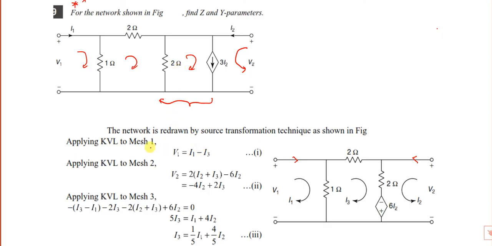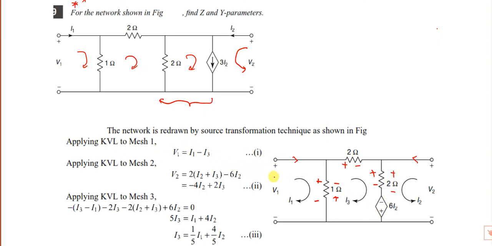apply KVL for mesh 1. Coming to here, this is plus minus. For this mesh 3, plus minus, plus minus. This is a voltage source, minus plus. For the I3 current, plus minus. For the I2 current, it is fixed. I2 is this side, so plus minus, minus plus.